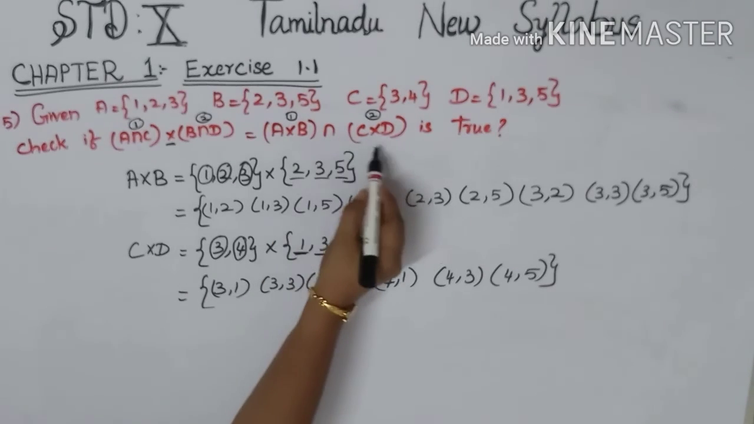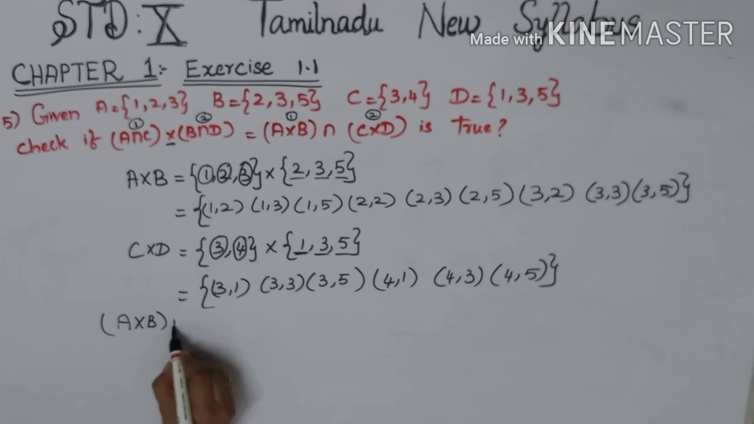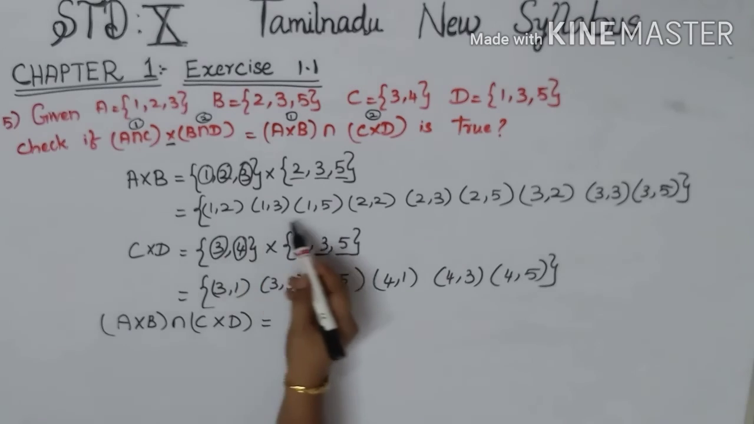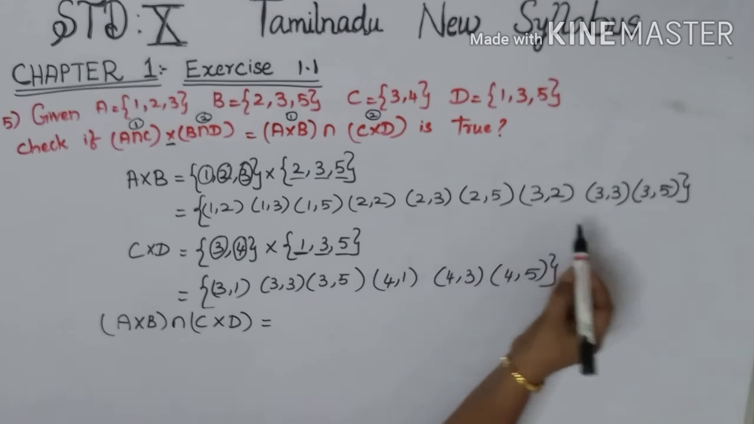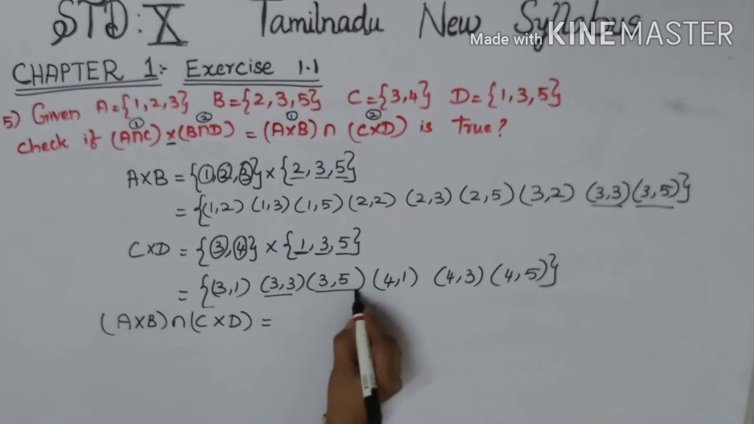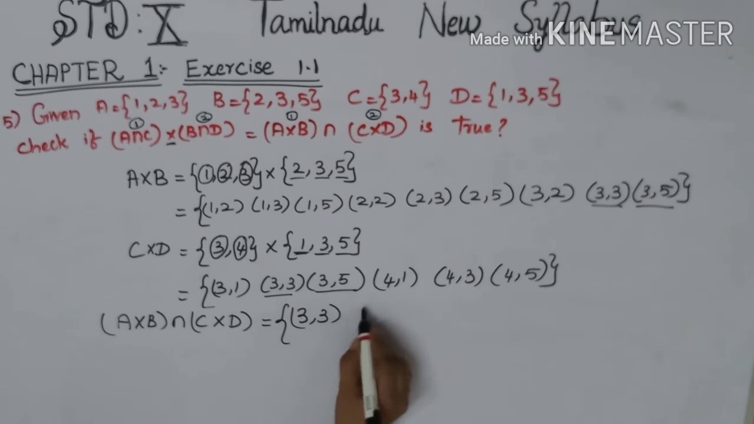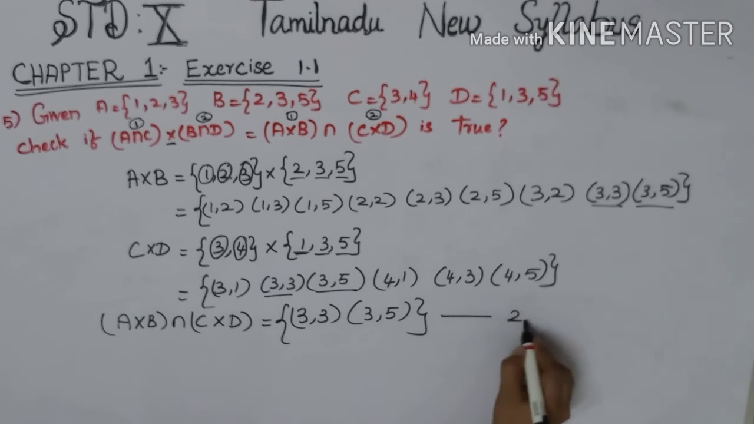Now we will have to find the intersection for both. So it is A cross B intersection C cross D. We will have to find it. Intersection is nothing but your common terms. Here it will be common ordered pairs. Just check if any common ordered pairs are there. Here (1, 3), (3, 1), so it is not there. You can go up to there. So only (3, 3) and (3, 3) is here, (3, 5) and (3, 5). So only those two terms are there. So (3, 3) is one ordered pair. The next one is (3, 5). We will declare this as 2.